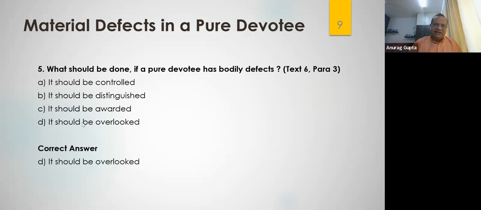It is the same as when we bathe in Ganga water, we overlook in the rainy season if there are some bubbles, some dirt, some mud here and there. We know Ganga is pure. Ganga is very, very purifying. So we still take bath in Ganga. That is the whole connection with text number 6.